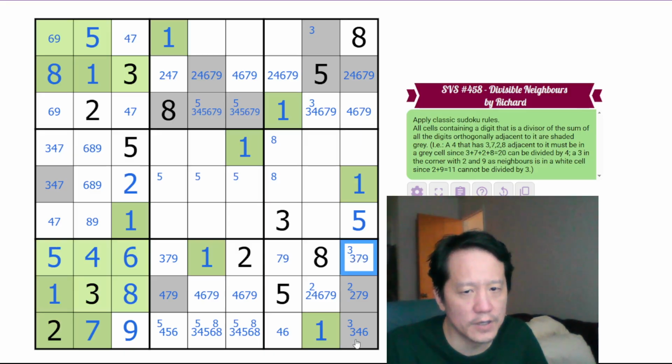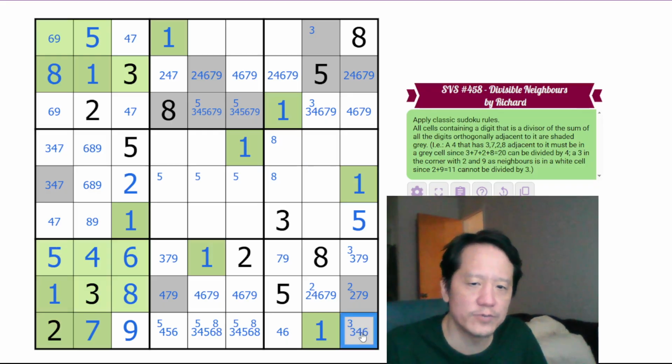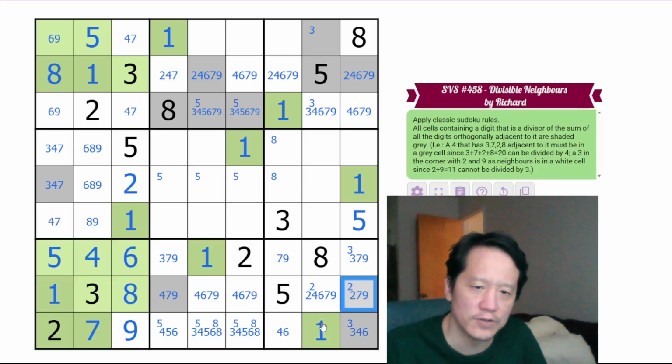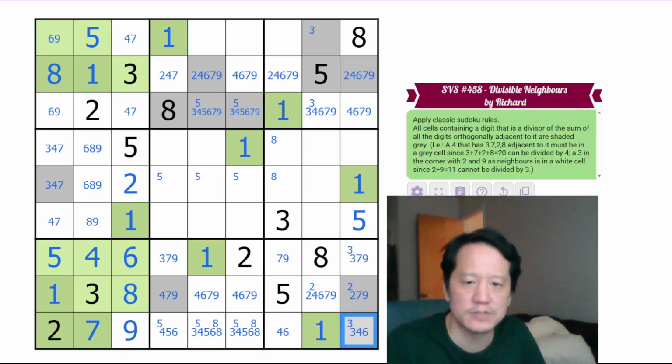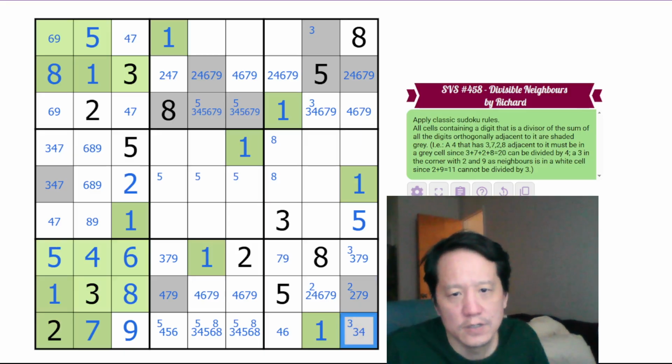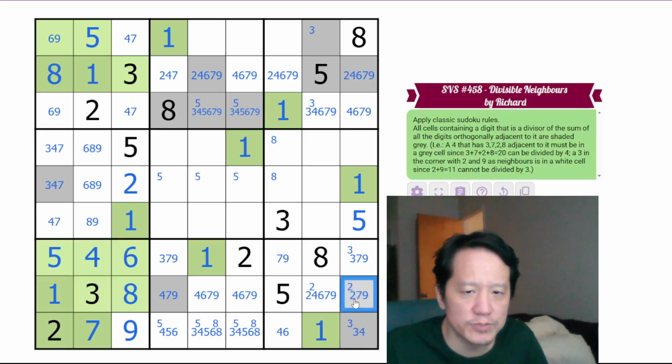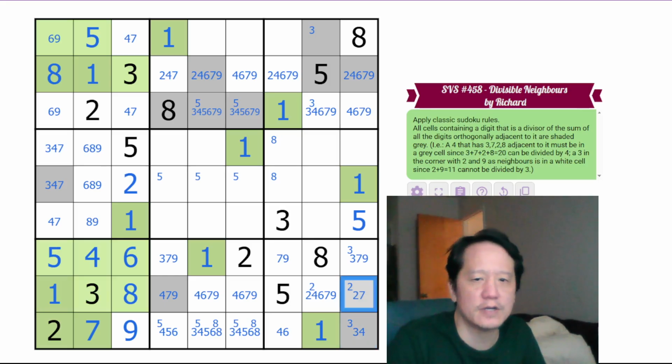So then 6 is not dividing into 8 or 10, so it would have to be 4. Can this ever be 6? 6 would have to be the sum of 6 or 12, and you can never reach 12 there, so this can't be 6. So either this is 3, which makes this 1, 2, or this is 4, which makes this 1, 7. So this cannot be 9.